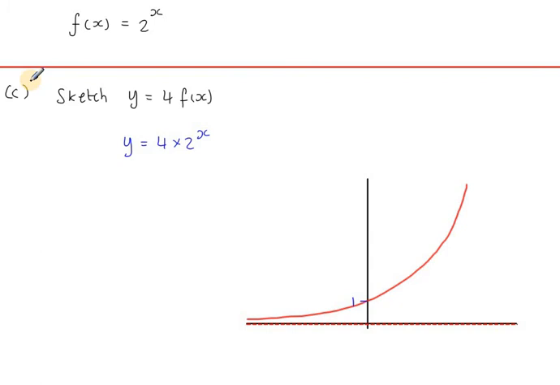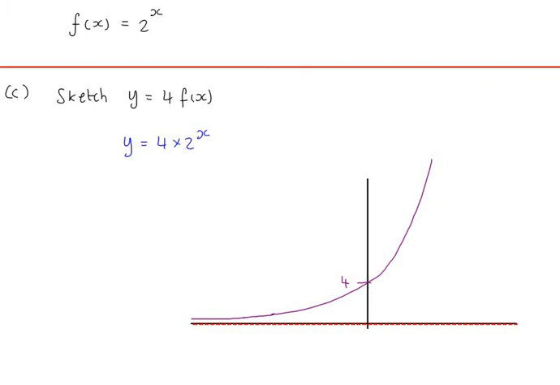Part C, we're doing a times 4 stretch in the y direction, so any y coordinate will be multiplied by 4. So the y-intercept is 4. The graph still approaches the asymptote, which is on the x-axis.